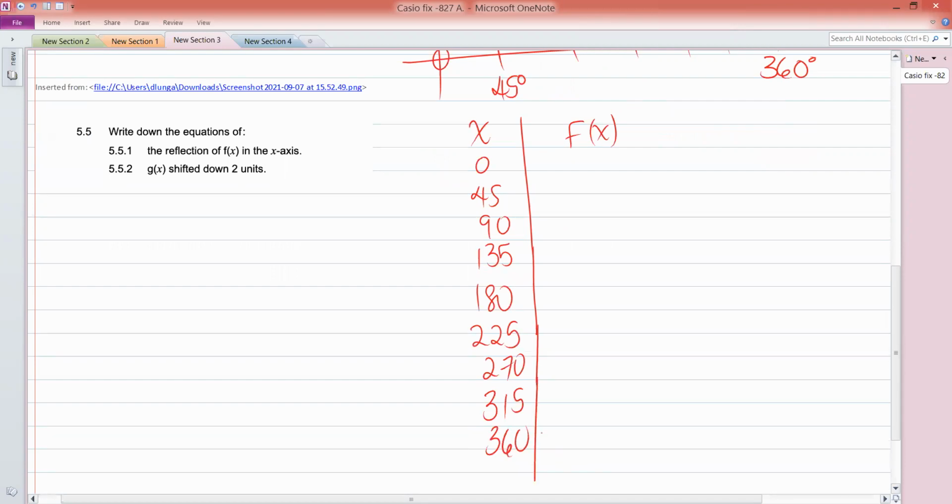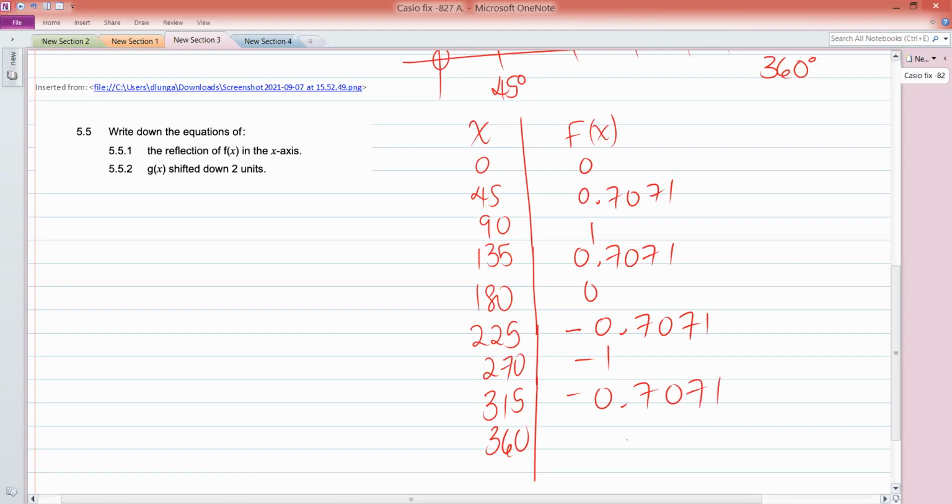Now the y values are going to give you the general shape of the graph. So when x is 0, your f(x) is 0. Then 0.7, 1. Then at 90, it's 1. And then it starts going back down. 135, 0.7, then 0, then negative 0.7, then negative 1, and it starts going back up.